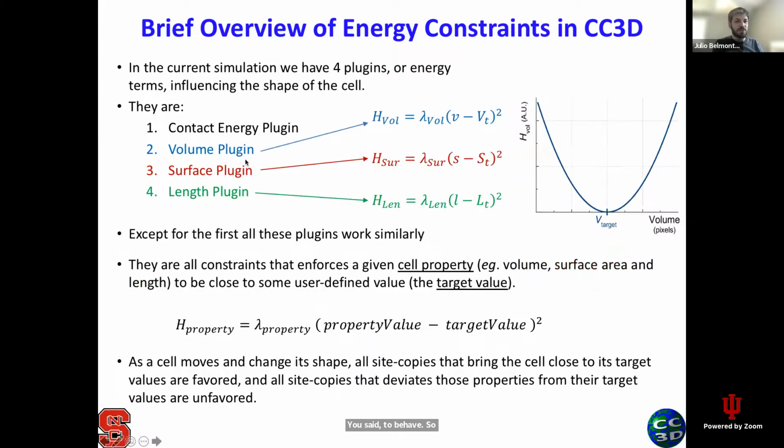So the volume plugin, the surface plugin, and the length plugin, or the aspect ratio plugin I should call it, all have this shape. So you have a target property, and then any deviation here is penalized with the square of it. So it behaves like this, okay? The only one that does not behave like that is the contact energy plugin. That one does something a little bit different, which we'll be exploring tomorrow in module 2.2, okay?